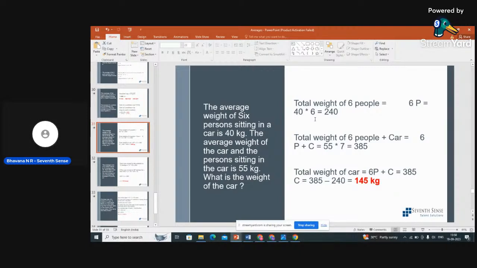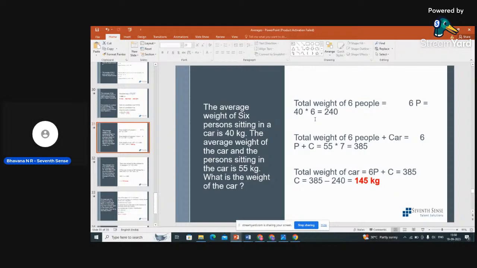Next, the average weight of the car and the persons sitting in the car is 55. So the 6 persons plus the car makes 7, right? So in that case, 55 into 7 is 385.